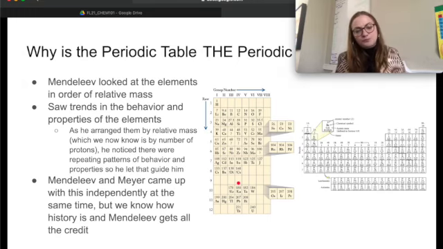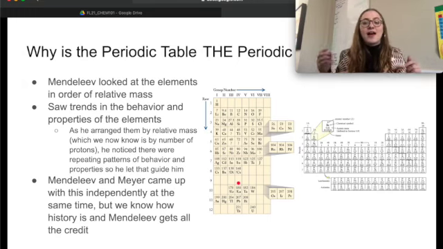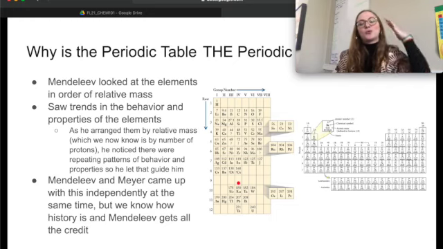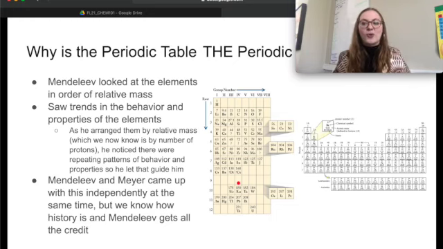So just as a small note, Mendeleev and another scientist with the last name Meyer came up with this independently at the same time, kind of like what happened with calculus. But we know how history goes. Whoever publishes first in science gets all the credit, even if you came up with the same thing yourself. So Mendeleev gets all the credit, but I feel like Meyer deserves a little bit of shout out.